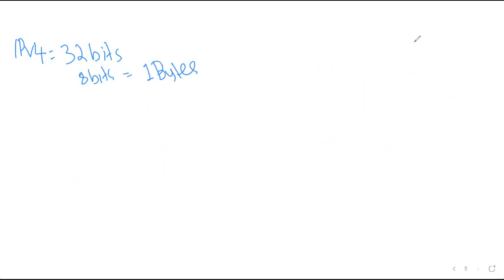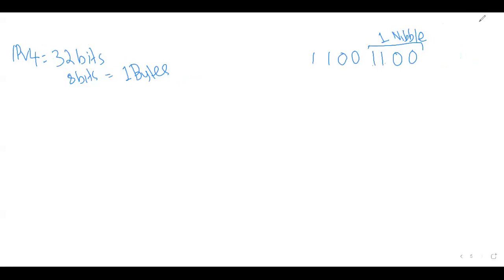Let's say the bits, or binary digits, could be either 0 or 1. For example, I'm going to write 1 1 0 0 1 1 0 0. This is a total of 8 bits: 1 2 3 4 5 6 7 8, 8 bits. The 4 bits together, we call one nibble. The full 8 bits is called 1 byte.